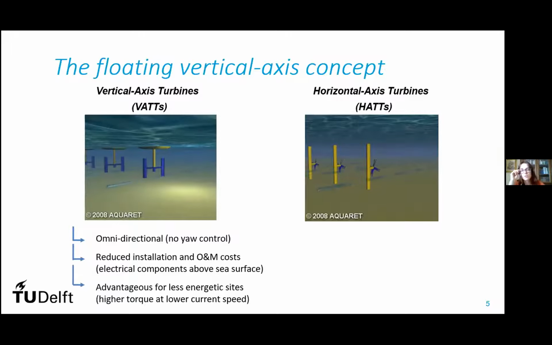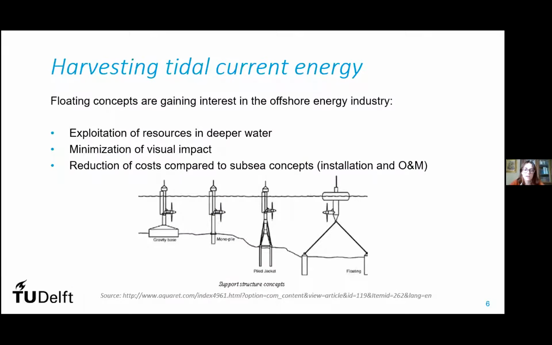And there are several concepts for tidal turbines. The most common one is the horizontal axis turbines on the picture on the right, but also now there is a recent interest in vertical axis concept because of the omnidirectionality, the reduced installation and operation and maintenance cost, but also because it's advantageous for less energetic sites. And also in the meantime, the offshore energy sector is going towards floating structures from fixed structures, because compared to the fixed structures, you can reduce the cost in installation and operation and maintenance, and you can also exploit the resources in deeper water and minimize the visual impact.